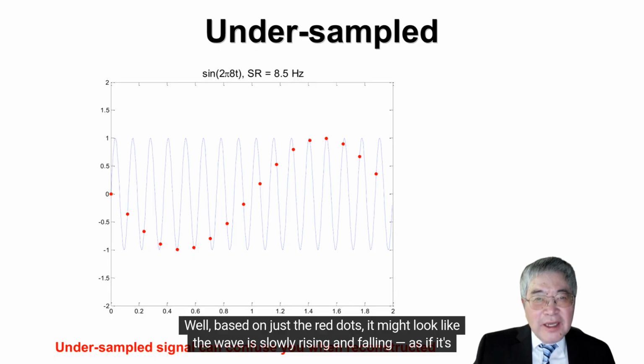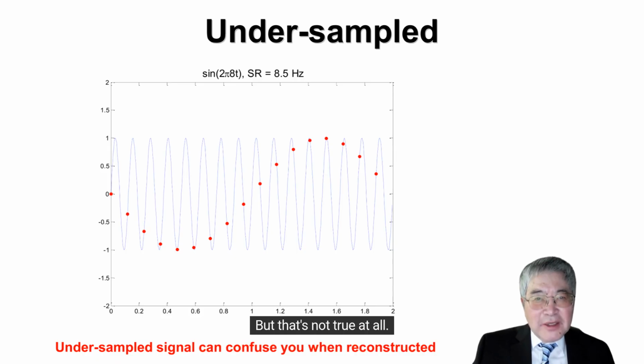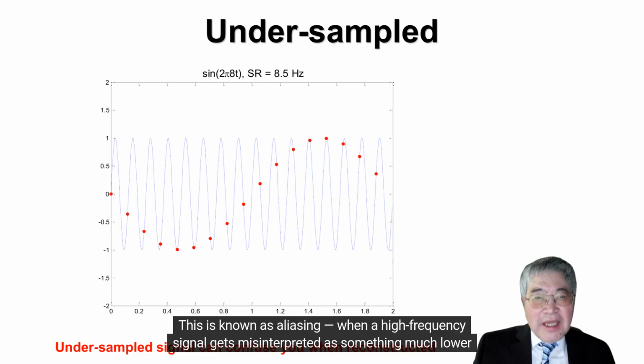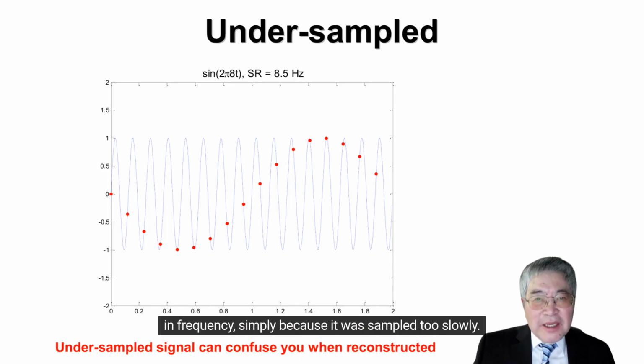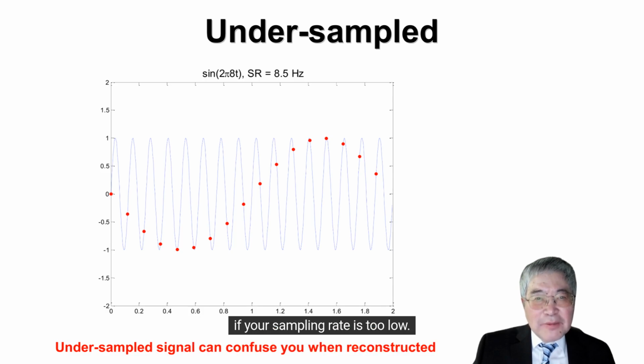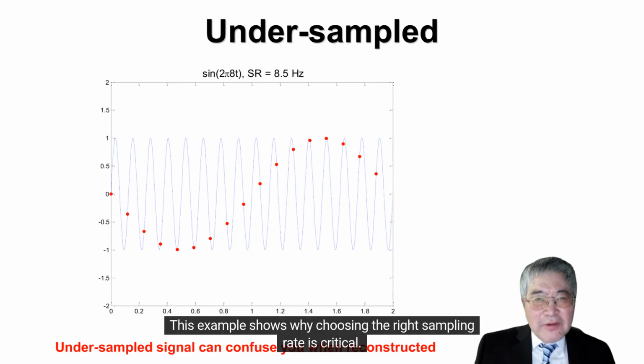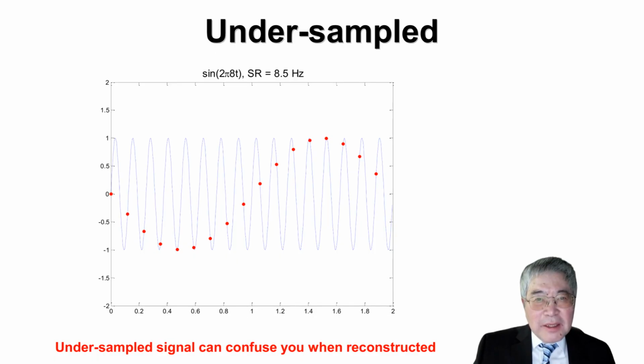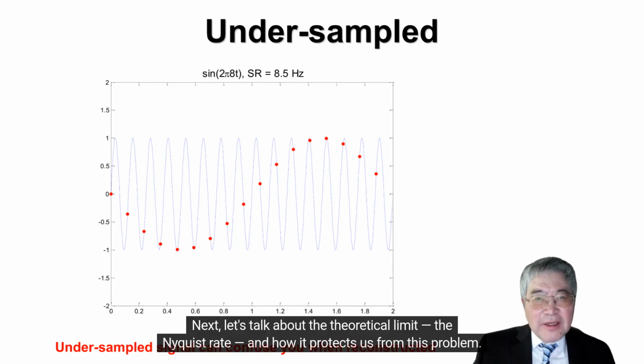Well, based on just the red dots, it might look like the wave is slowly rising and falling, as if it's a low-frequency signal. But that's not true at all. This is known as aliasing, when a high-frequency signal gets misinterpreted as something much lower in frequency simply because it was sampled too slowly. So even though you're doing regular sampling, evenly spaced in time, the result can be very misleading if your sampling rate is too low. This example shows why choosing the right sampling rate is critical. Too slow, and you could end up completely misrepresenting your signal. Next, let's talk about the theoretical limit, the Nyquist rate, and how it protects us from this problem.